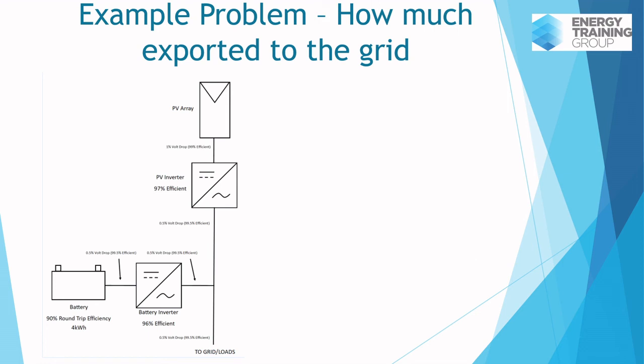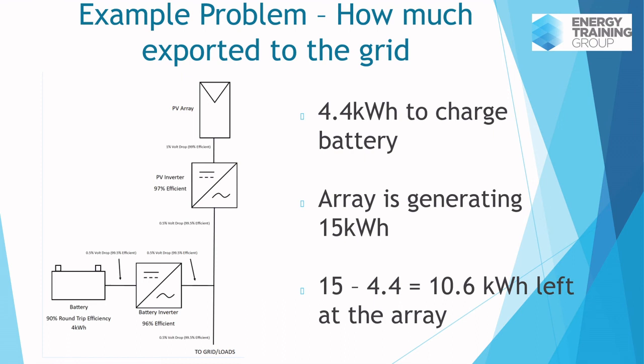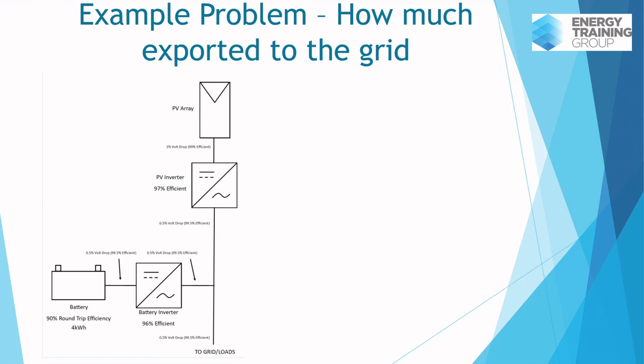Now we want to know of the 15 kilowatt hours the array is producing each day, how much of that is going to the grid. We know we are consuming 4.4 of that to charge the battery. We know our array is generating 15 kilowatt hours. So we do 15 minus 4.4, and we can see we've got 10.6 kilowatt hours left at the array. Now we want to work out how much of that is actually getting to the loads.